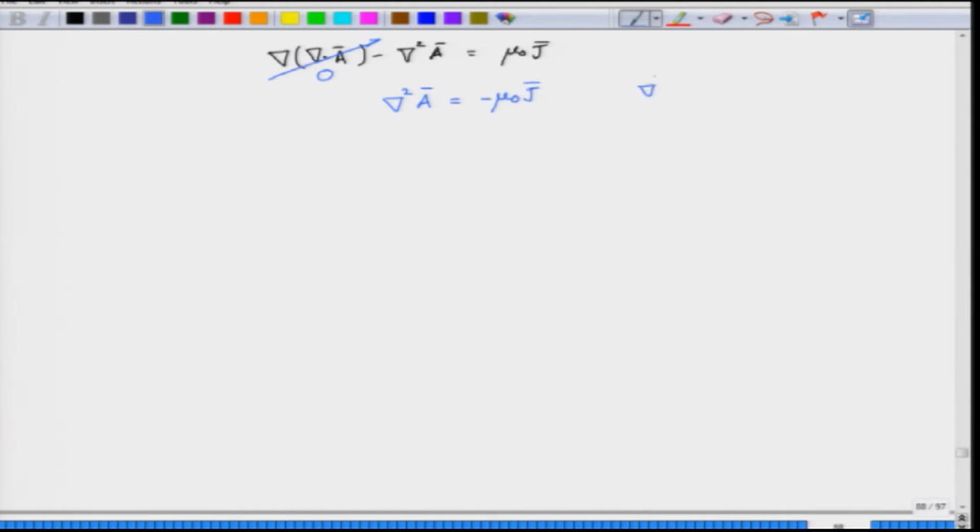Isn't this equation very similar to del square phi equals minus rho by epsilon naught? Yes, it is very similar, except for 2 differences. One, here you are dealing with a vector field quantity, whereas there you are dealing with a scalar field quantity.